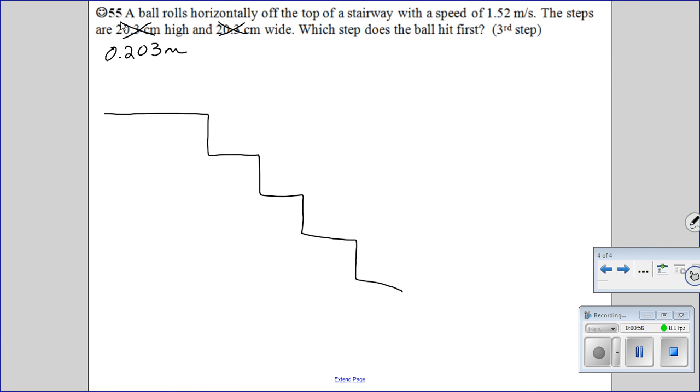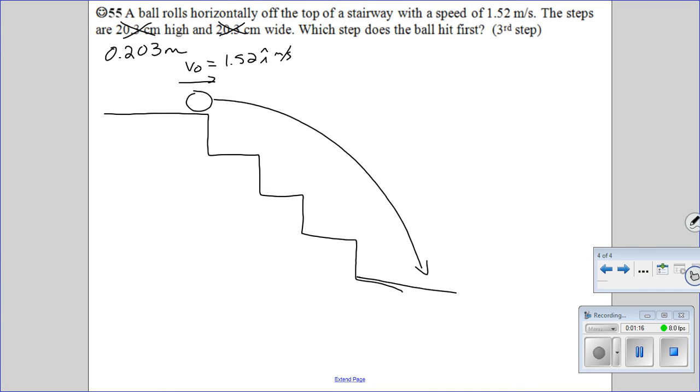So the ball is going to be rolling along this way with an initial velocity of 1.52 meters a second, right? Because it's moving horizontally. And the ball is going to go off of the steps, and it's going to land down here somewhere, right? So that's one thing we need to be conscious of.